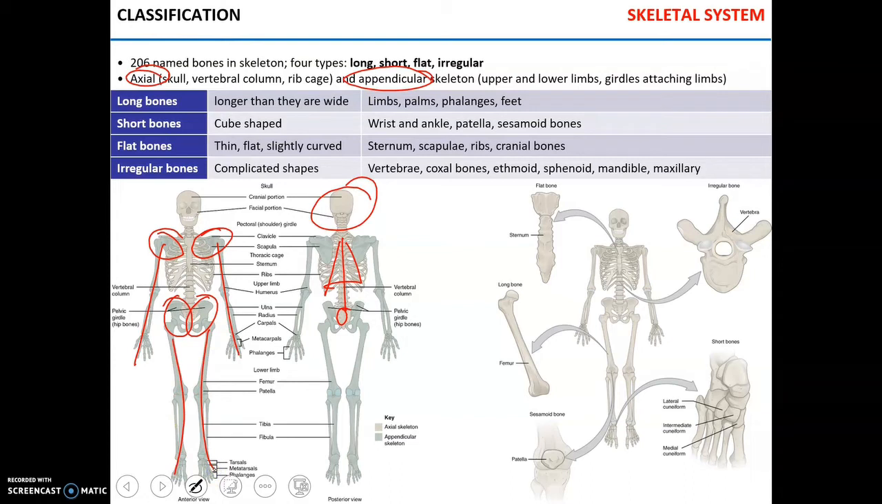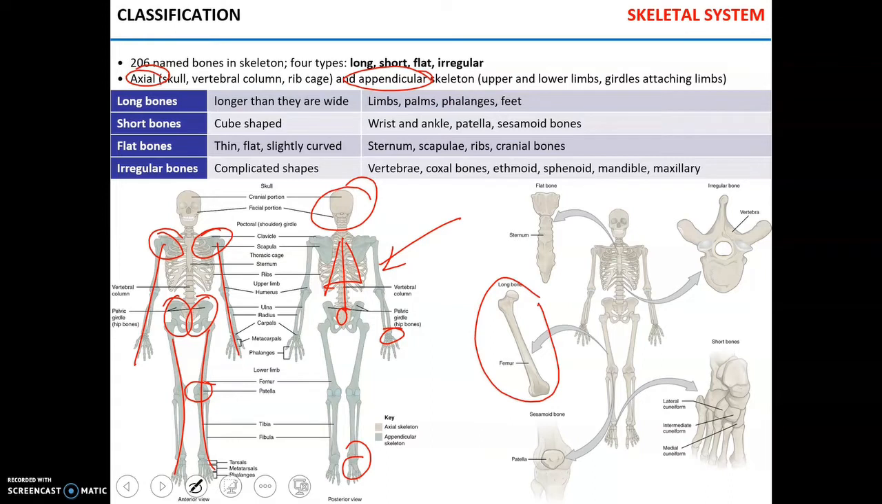Based on the shape, bones can be categorized into long, short, flat, and irregular. Long bones, such as femur or humerus, are longer than they are wide. Practically all bones of both limbs, except for carpal, tarsal bones, and patella, are long bones.